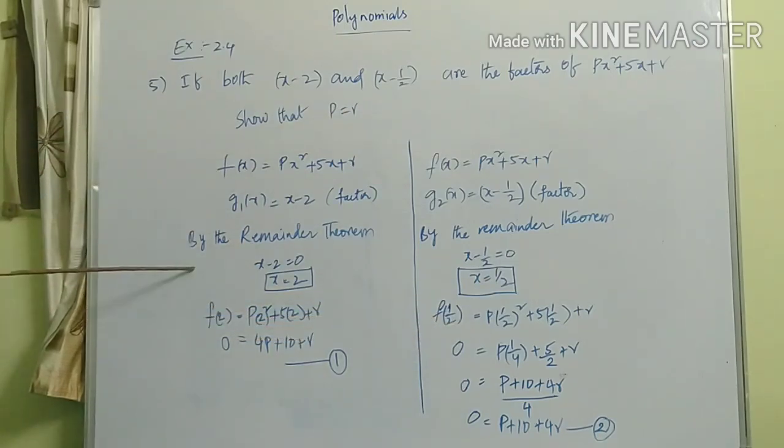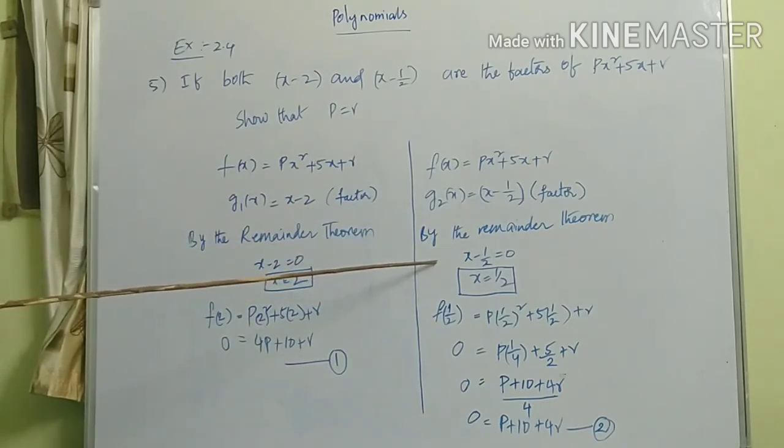So by the remainder theorem, x minus 2 is equal to 0, x is equal to 2. So substitute this x value instead of x in the given polynomial. So f of 2 is equal to p into 2 square plus 5 into 2 plus r. So x minus 2 is a factor, means f of 2 is equal to 0. That is equal to 4p plus 10 plus r. This is equation 1.